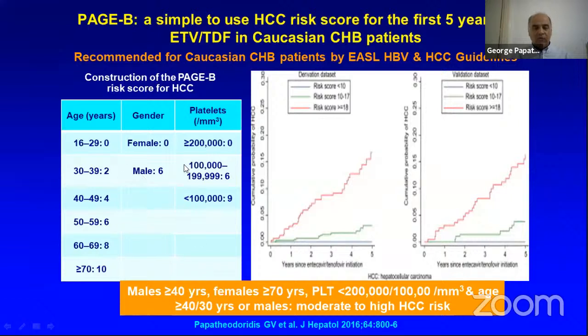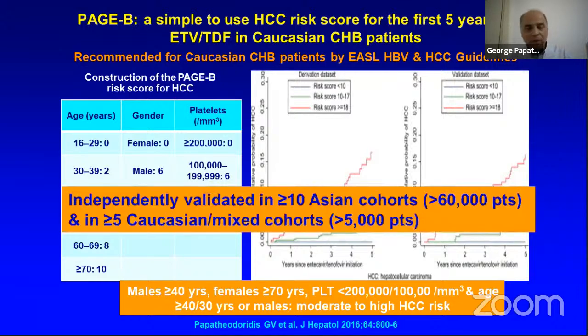In fact, we don't have even to remember the score and the group and the numbers. Just this sentence: males above 40s, females above 70s, those with platelets below 200 or 100 thousand, and age above 40s for 200 or 30s for 100,000, or males have moderate to high risk and they should remain under surveillance. The score has been now validated in more than 60,000 patients from Asian cohorts, more than 5,000 patients in Caucasian and mixed cohorts, and they always perform good, at least for negative predictive value at 5 years HCC risk prediction.